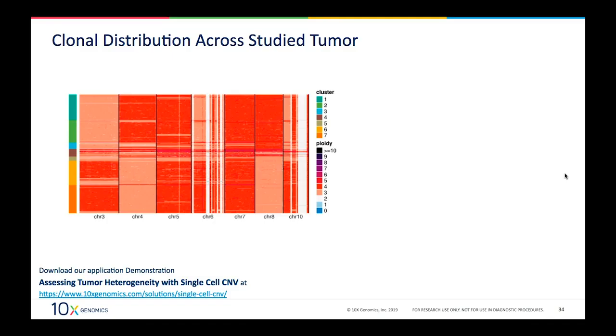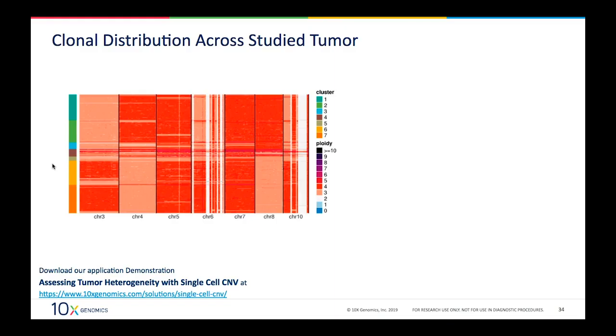Here we're looking at sections of the chromosomes that are showing the most variations from 3 to 10. So we can display them all together on the same visual, and it allows us to see clusters and to distinguish different clones. So we have called these clusters here from 1 to 7, and you can very clearly see them displayed here on the left. So we have clustered these cells based on the fact that they share similar CNV profiles.